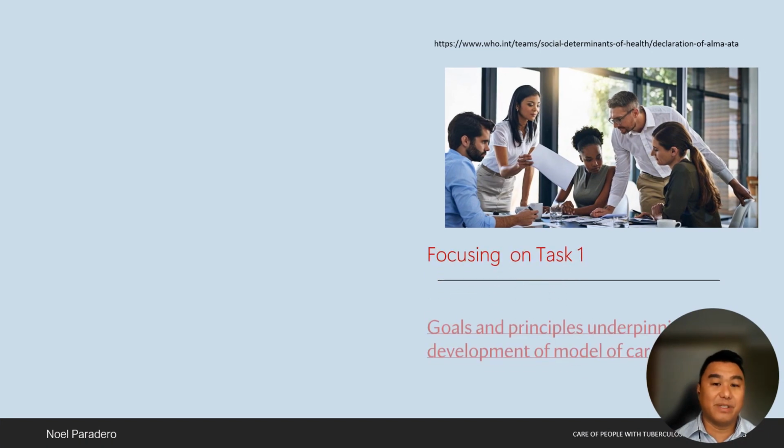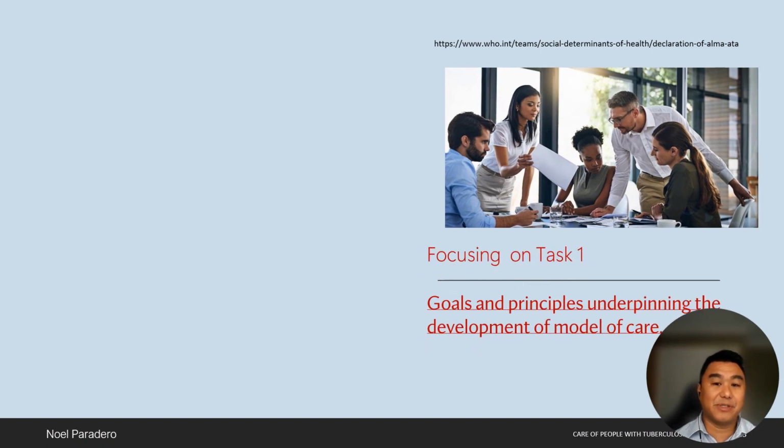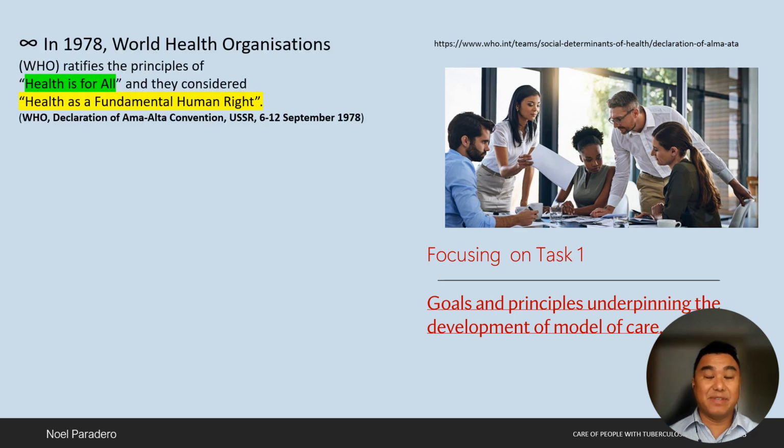Focusing on task one, which is the goals and principles underpinning the development of model of care. The development of strategic planning, social reforms in health, and the ongoing quest for model of care was made through the creation of the Alma-Ata Convention held in 1978. So this is what happened in 1978. The World Health Organization ratified the principles of health for all, and they considered health as a fundamental human right. And the aim is ensuring that people have access to care.